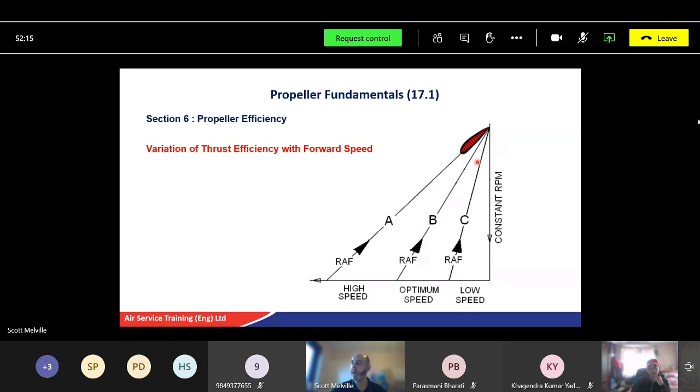Optimum speed is somewhere in between, so the angle of attack is a little bit less now. And at high speed, obviously, the angle of attack is a lot less. So the optimum speed is somewhere in the middle here. So the faster it goes, the change in effect and thrust will be.